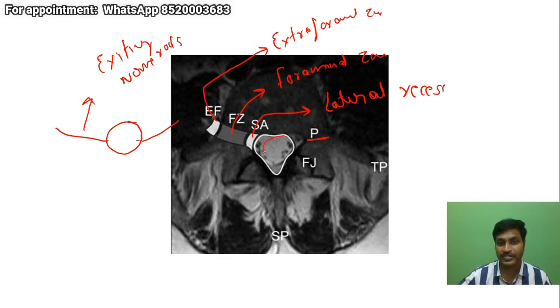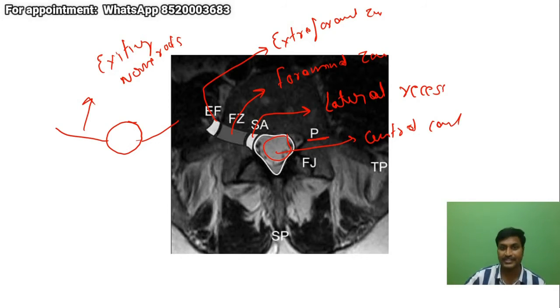This entire portion is known as the central canal. So it's very easy. Center portion is central canal. The lateral one, just below my shoulder, at the junction of my neck and my shoulder, is known as the lateral recess. Remaining portion is the foraminal zone, and outside the foramen is the extraforaminal zone.